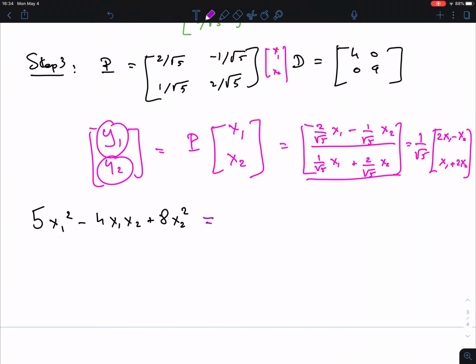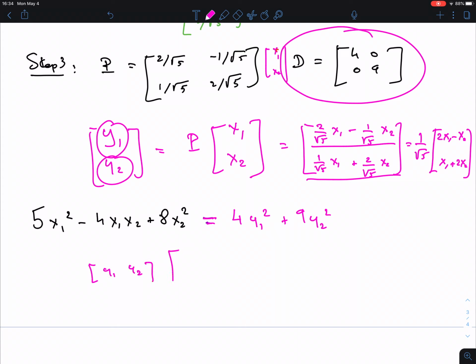I forget now. It was purple. It was pink. Let's do pink. In the purple variables, it is given by this diagonal matrix, but that's very easy to see. We know that this is 4y1 squared plus 9y2 squared. You don't believe me? Okay, that's y1, y2, 4, 0, 0, 9, y1, y2.